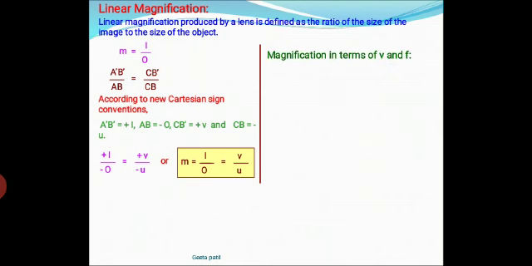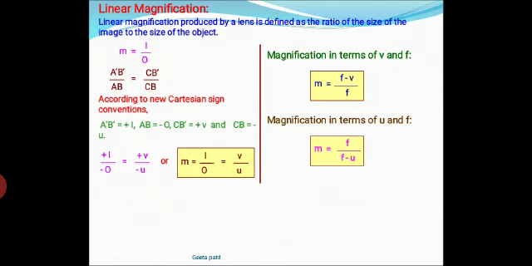Magnification in terms of V and F, we can write as the ratio of F minus V to F. Magnification in terms of U and F, we will write the equation M is equal to F by F minus U.